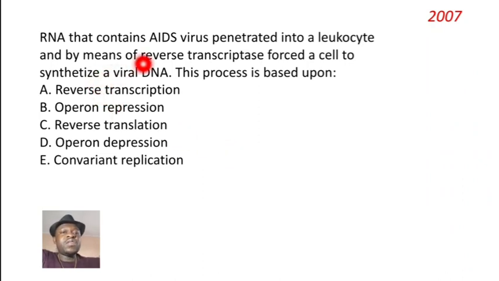RNA that contains the AIDS virus penetrated into a leukocyte and, by means of reverse transcriptase, forced the cell to synthesize the viral DNA. What process? This process is based upon what? Here you have the enzyme reverse transcriptase. This enzyme reverses the process of transcription. It's just that simple. Another name for this enzyme is RNA-dependent RNA polymerase.